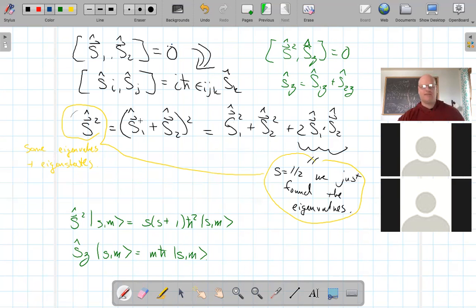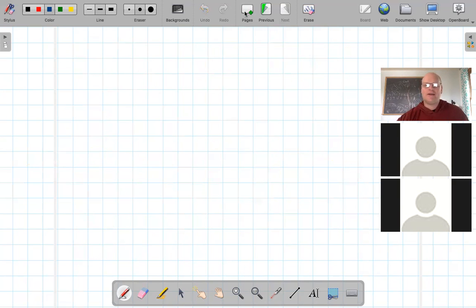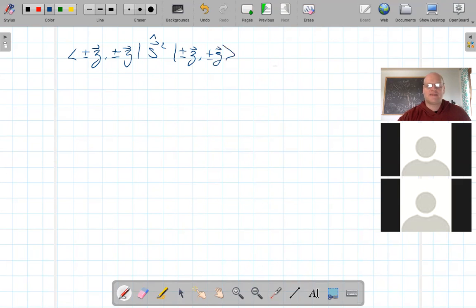Good. Okay, so let's go a little bit further. Now, what does this mean about our addition of angular momentum? So how do I know this? Let's talk about that. First, let's talk about the expectation value of S squared. Let's see what this tells me.